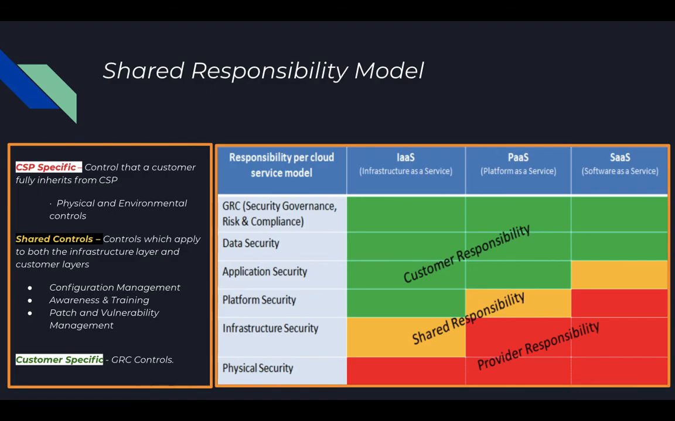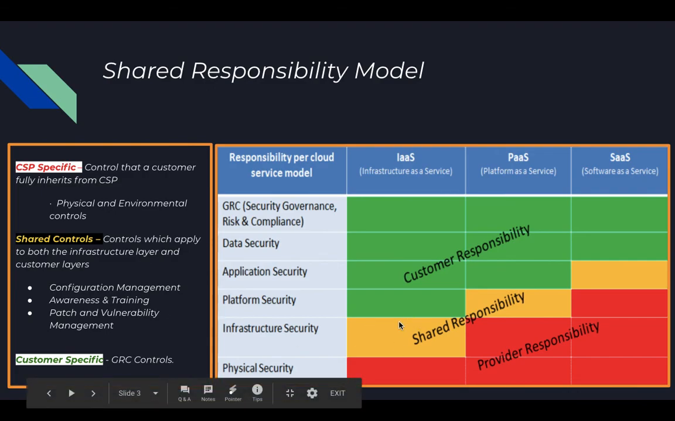Then patching and vulnerability management. Similarly, in the case of IaaS, it is the CSP who will make sure that all the hypervisors are updated with the latest patches and the firmware is upgraded. And it is the responsibility of the customer that all the instances on the platform are patched. So that is the kind of shared controls.